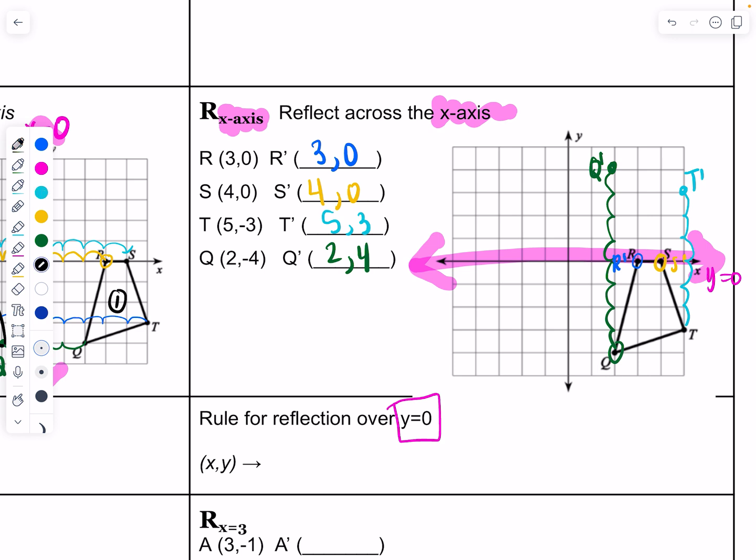So what changed every time? Our y values flipped signs. And so that is going to be (x, -y). We changed all of our y values. Why did these not change? Because 0 is neither positive nor negative.